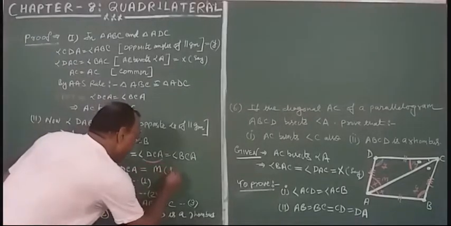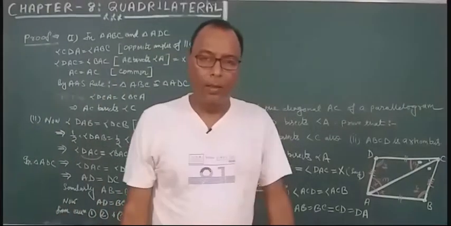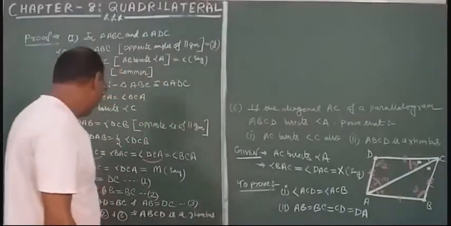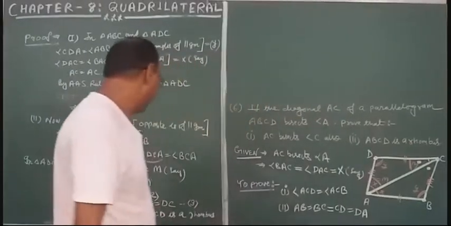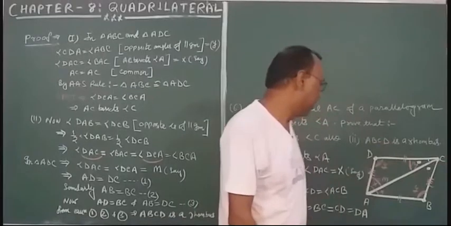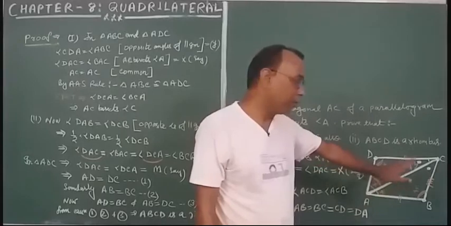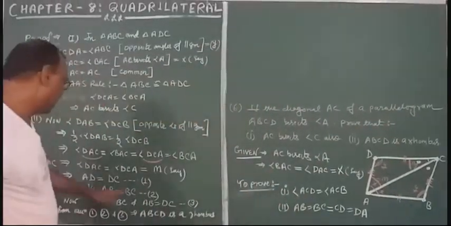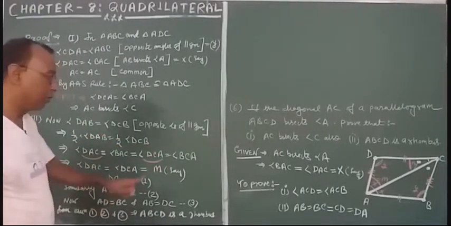Therefore, there is a theorem: sides opposite to equal angles are equal. So AD is equal to DC. Similarly, we can prove that AB is equal to BC. In the same manner as AD is equal to DC, we can prove that AB is equal to BC. Equation number 1 is AD is equal to DC, and equation number 2 is AB is equal to BC.